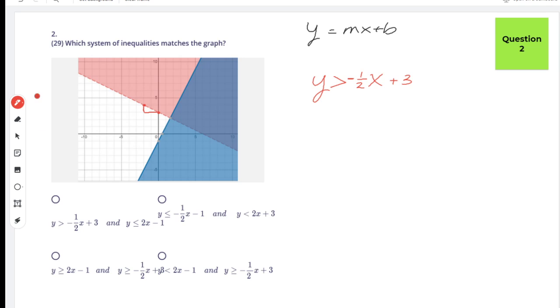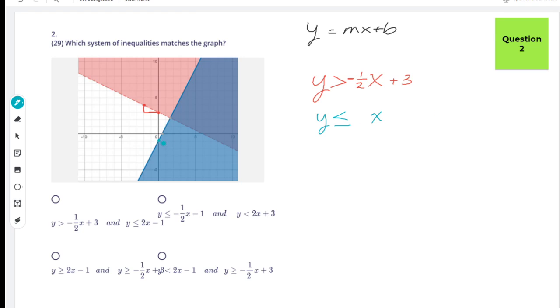Alrighty, so now looking at our next one, I'm going to do it with the blue inequality as well. Now this one is shaded below the line, so I know that y is less than this amount. And it's a solid line, so I'm going to say y is less than or equal to. And then identify my slope and y-intercept.